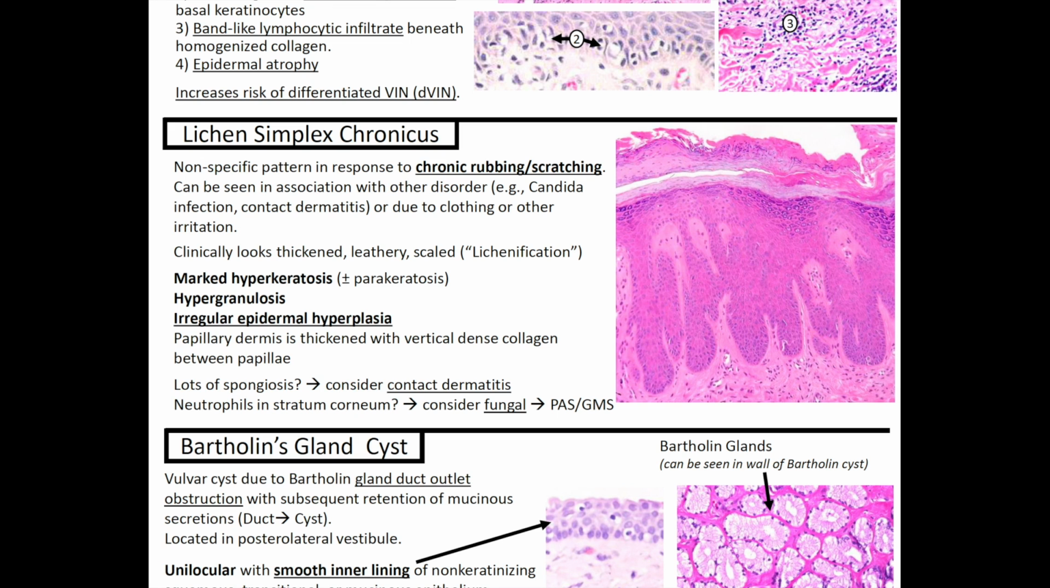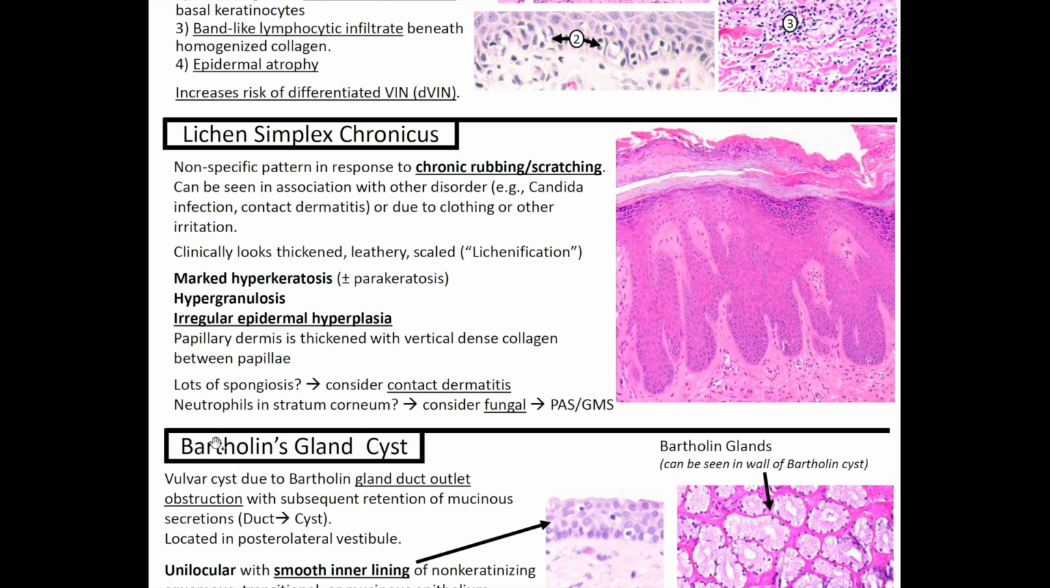Lichen simplex chronicus has marked hyperkeratosis that we appreciate over here, with hypergranulosis, so increase of that stratum granulosum layer, and irregular epidermal hyperplasia. The papillary dermis is thickened with vertical dense collagen between the papillae that we see in this image. And if there's lots of spongiosis, you may want to consider contact dermatitis. And if there's neutrophils in the stratum corneum, consider getting a fungal stain such as a PAS or GMS.